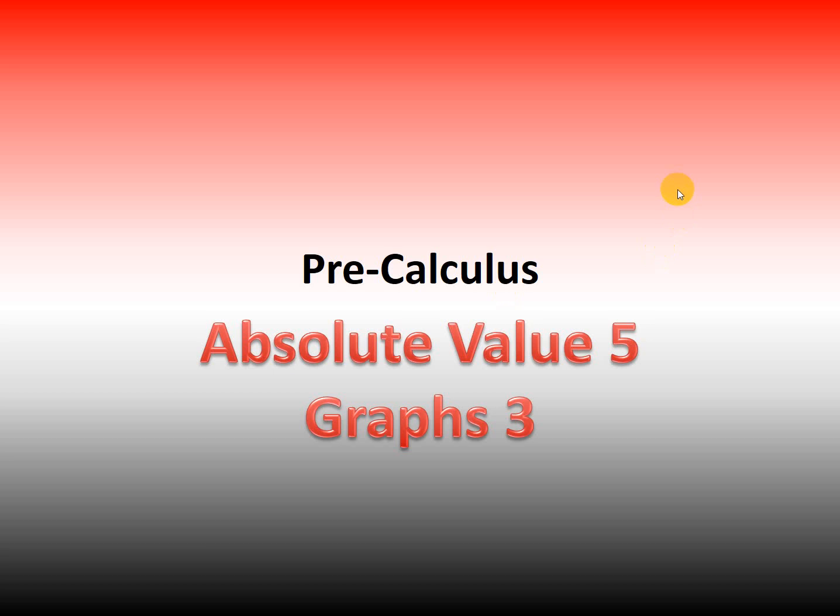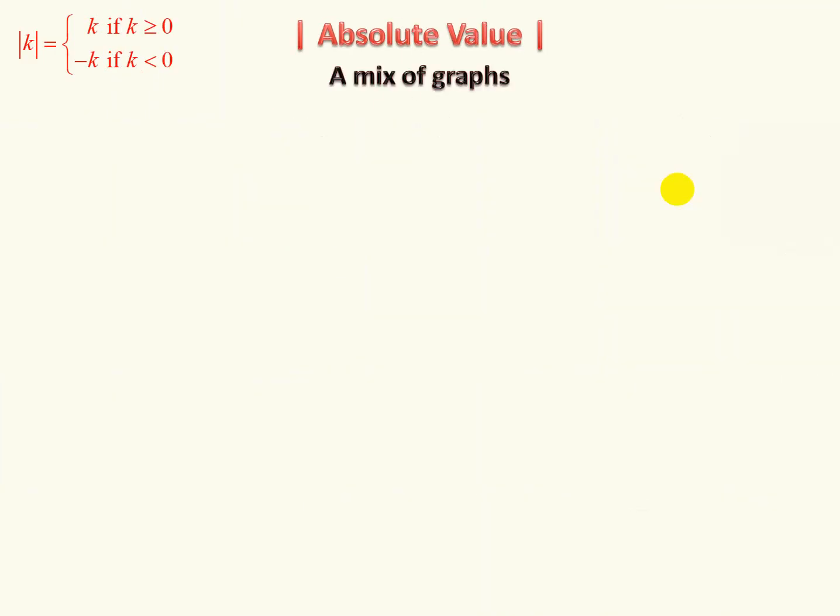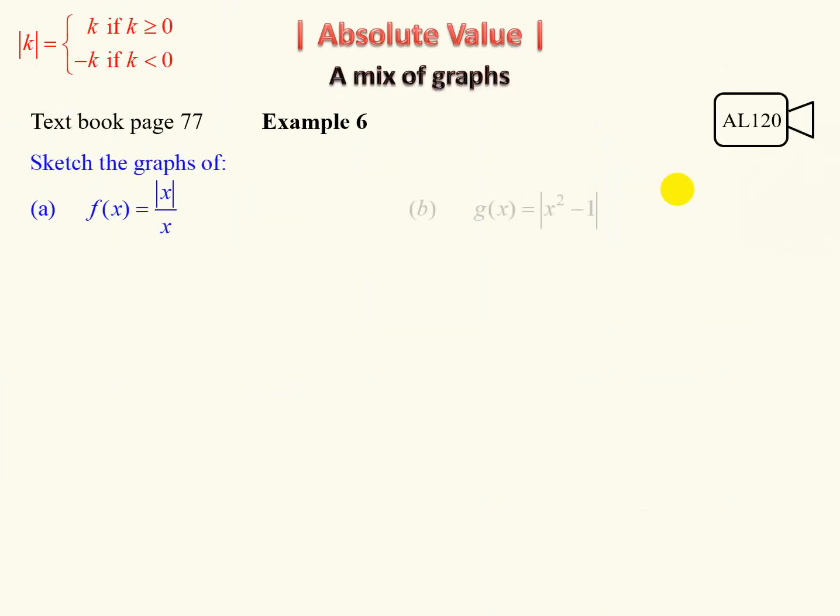The fifth video in this section, absolute value 5, and we're on to the third video on graphs, absolute value graphs. I'm calling this a mix of graphs because we have various techniques here. All the examples are taken out of the textbook. So here we are, page 77, examples 6a and b, and there is the link to get to the actual exercise.